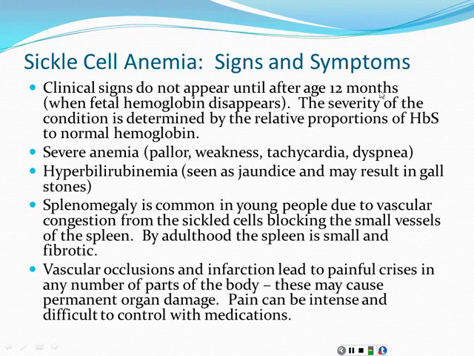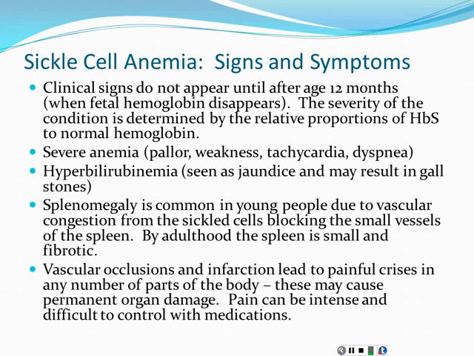But after that age 12 months, then you start getting the classic signs. So severe anemia, pallor, weakness, tachycardia, dyspnea. Hyperbilirubinemia, that's from the increased turnover of hemoglobin from these cells breaking, causes jaundice. In the older sickle cell patient, gallstones also go with that because they dump more bilirubin than the normal patient does. Early on, the spleen gets big, and it gets big because it's being basically clogged up.